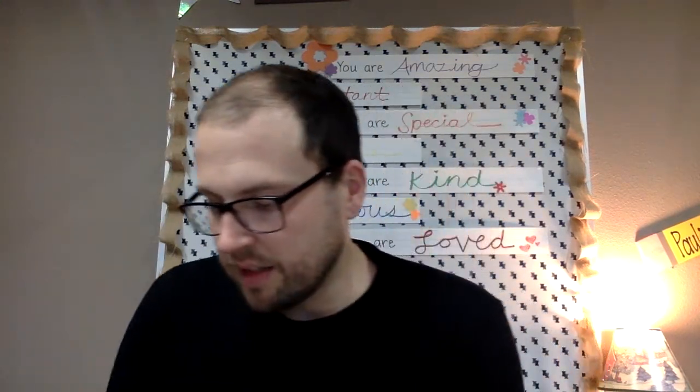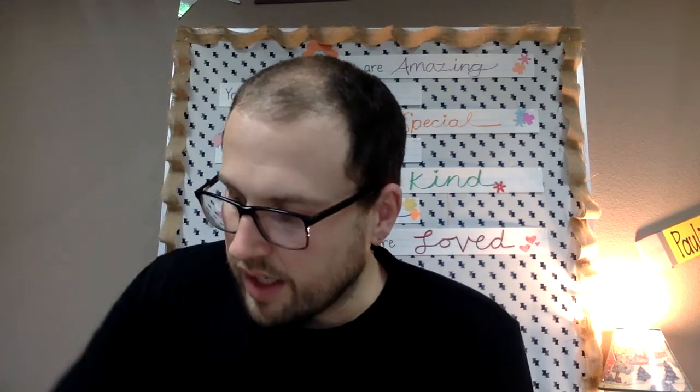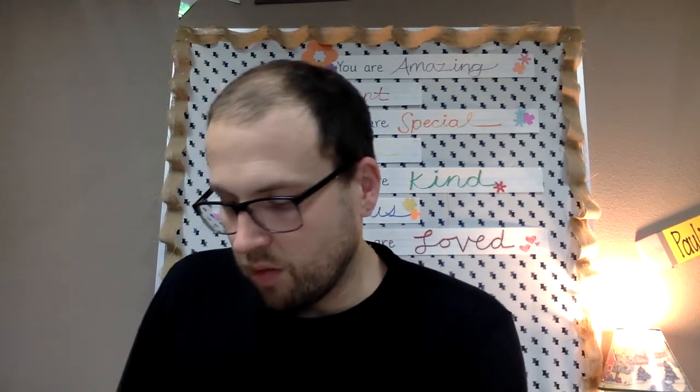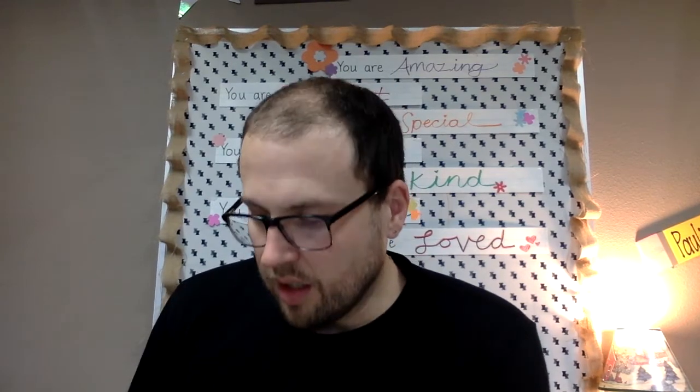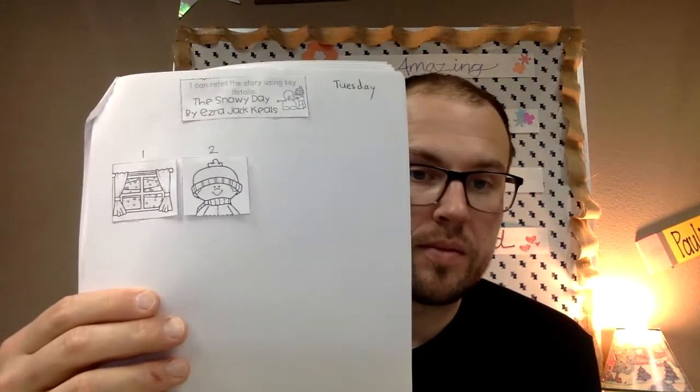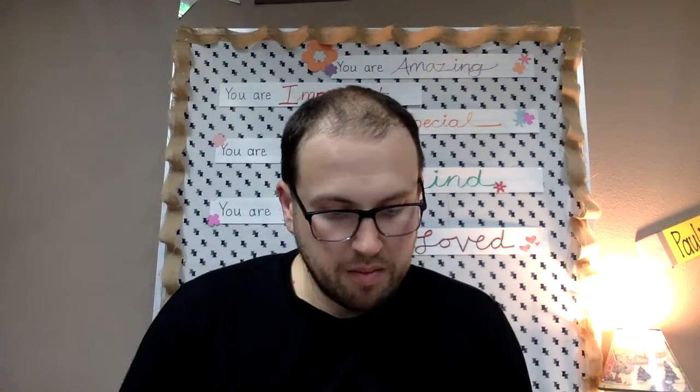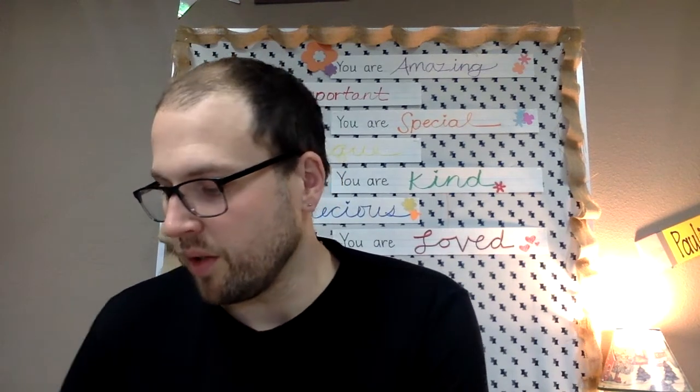Okay, so find the picture of Peter in his snowsuit. Looks like this. He's happy. And that's going to be your number 2. So put it right next to number 1. Just like that. Okay, then the third thing is he makes footprints in the snow. So find the picture of the footprints. That's going to be your number 3.